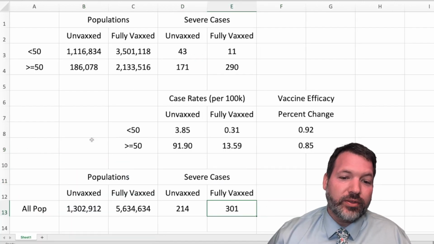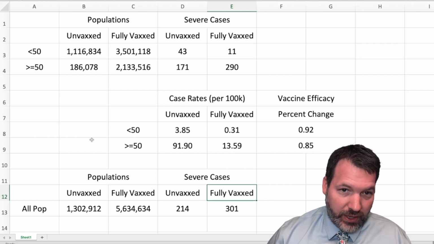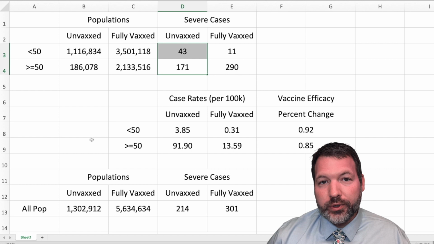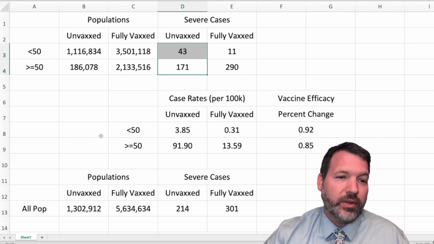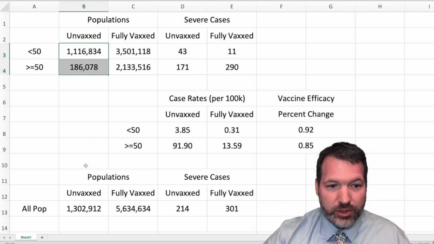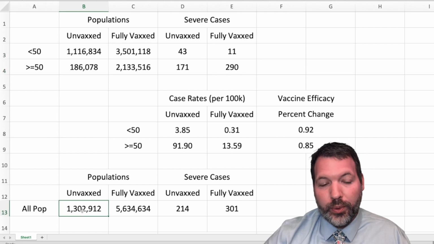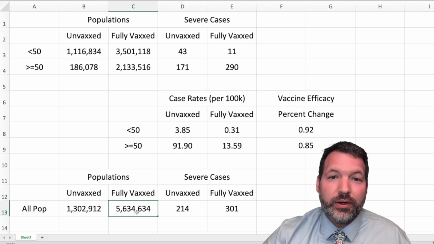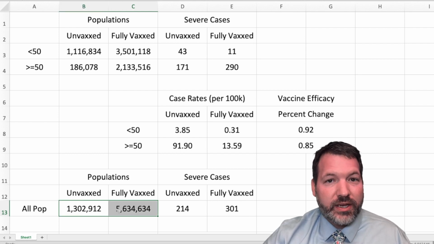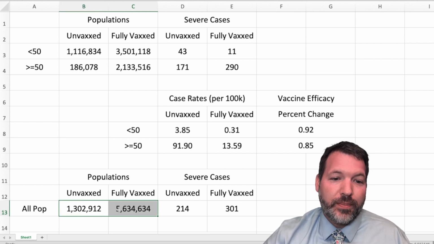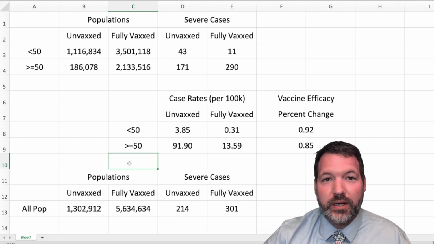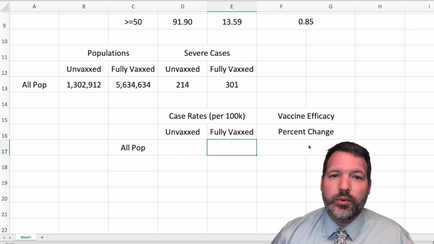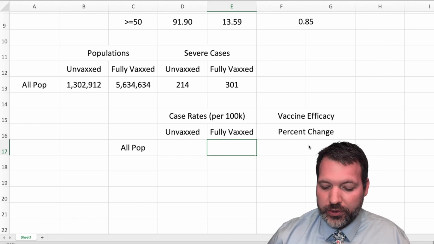I have added together all 301 cases. That is up here, the 11 plus 290. I've added together all 214 cases among the unvaccinated populations. And I've taken my sums, total unvaxxed population, about 1.3 million, total vaccinated population, about 5.6. Now again, these are obviously very differently sized groups, and so we want to normalize by population. We're once again going to calculate cases per 100,000 people.